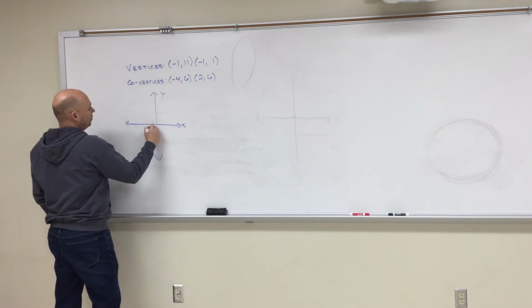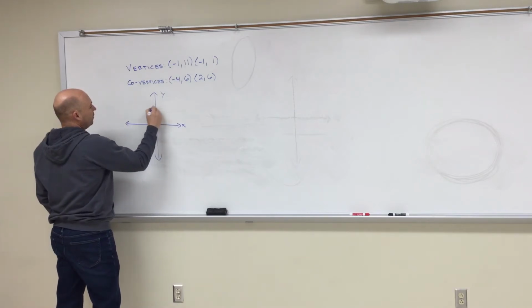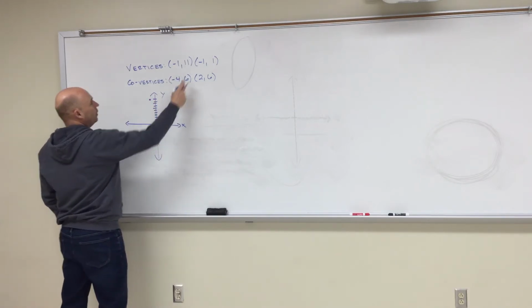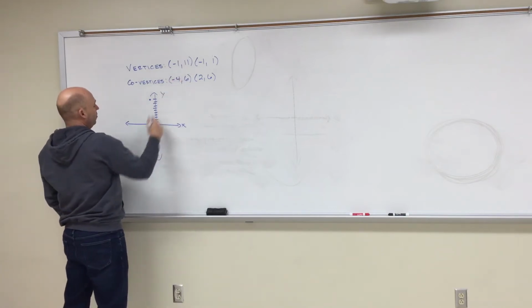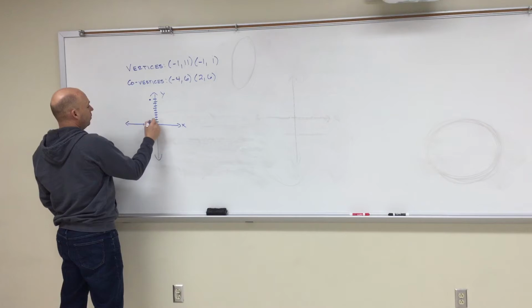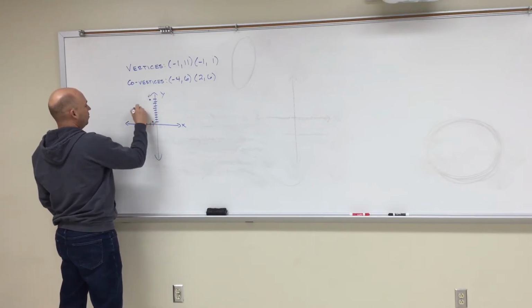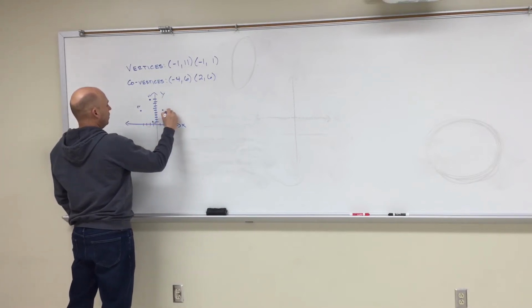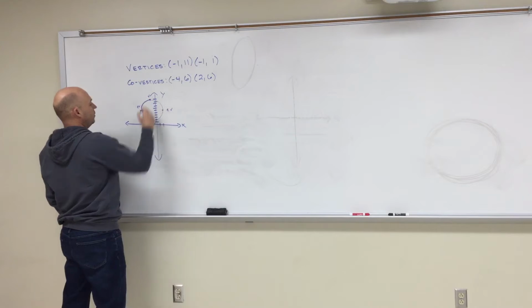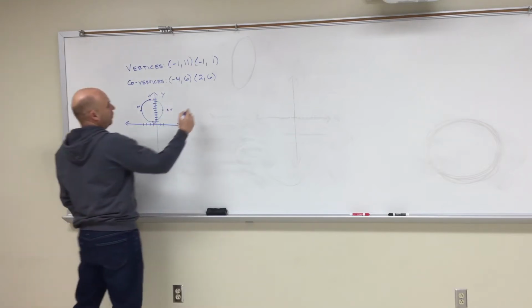So negative 1, 11. So negative 1, 1, 2, 3, 4, 5, 6, 7, 8, 9, 10, 11 is from around there. Negative 1, 1 is right there. Negative 4, 6, and somewhere around there. And these are my vertices. This is my co-vertex. And then 2, 6 is about right there. Okay, so I know my graph's going to be doing this. So again, it's kind of like the other graph that we had.